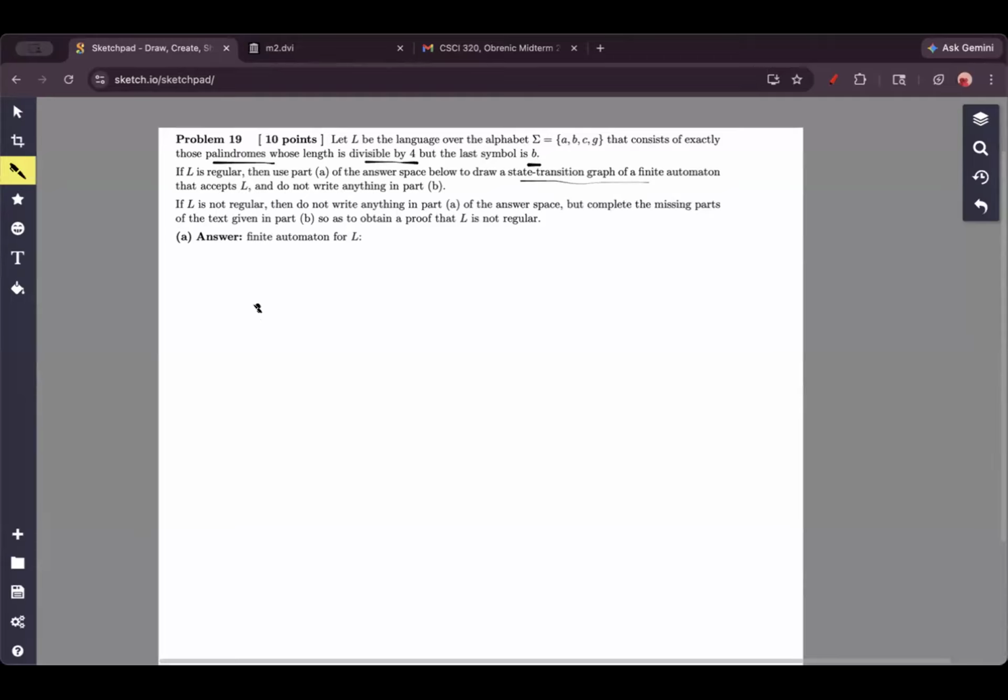And if it is regular, then you would draw the automatons, the circles and all that, in part A. So that's another thing. To figure out if it's regular or not, there are some properties of regular languages, or regexes and stuff.